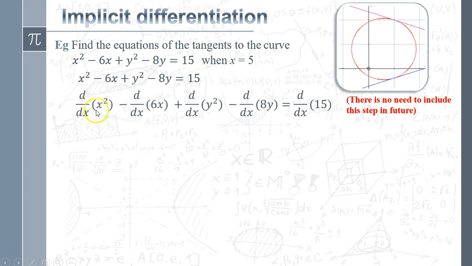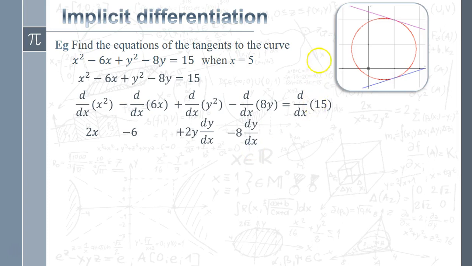So let's do it term by term. This one here, first of all, is simply going to be 2x. This one here, minus 6. Those are straightforward. Here we get into the bit where we're using the chain rule. We're differentiating y squared with respect to x. We saw that previously. That's going to be 2y dy/dx. And if I differentiate 8y with respect to y, I just get 8, and then multiply it by dy/dx.